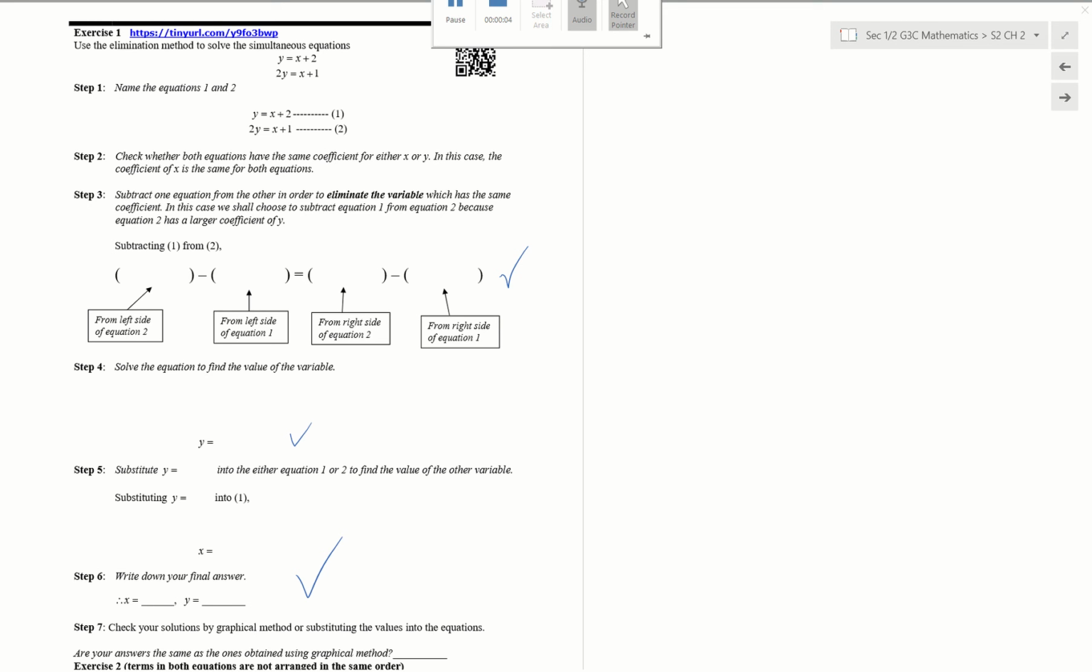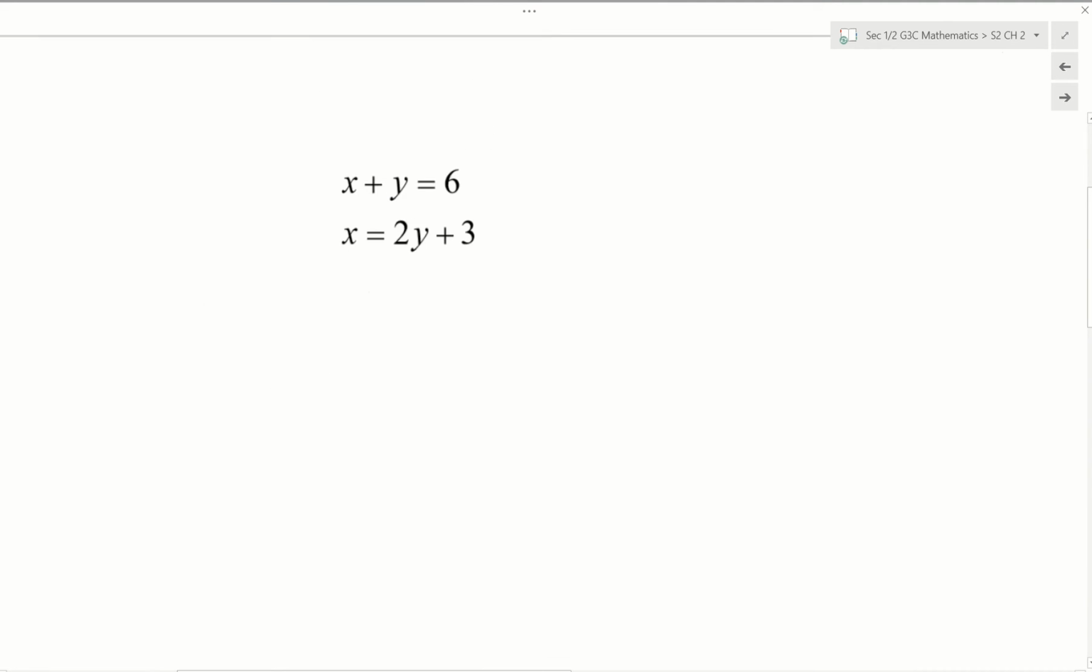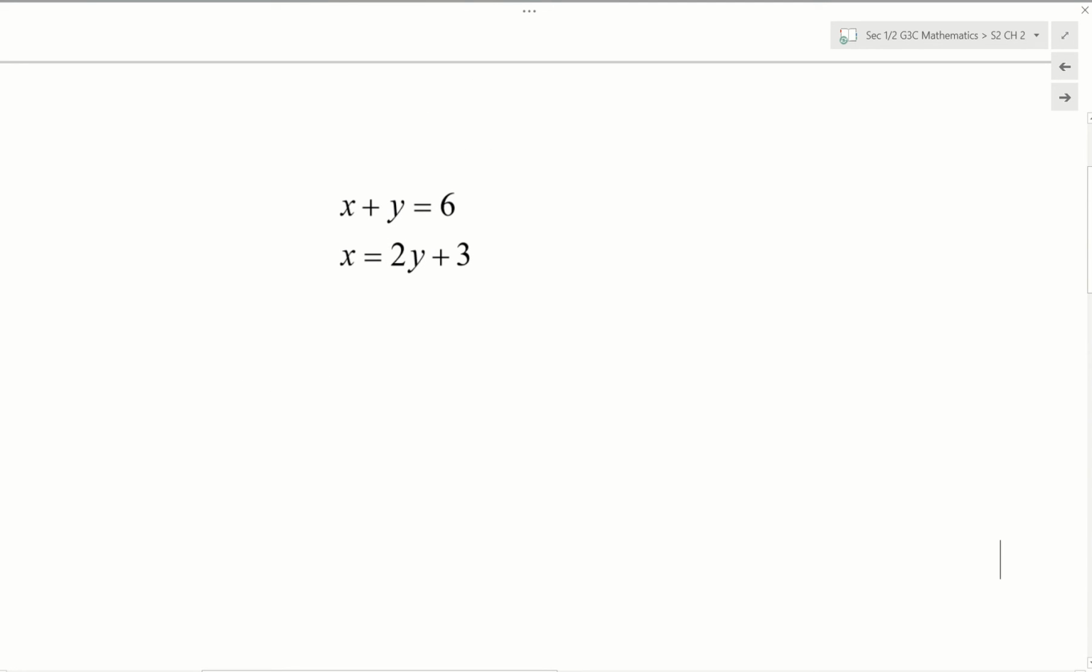Okay, so we're going to go through some of these questions using the elimination method. The previous video from this QR code, you would have already covered this page. Let's move on to the next page. We're supposed to solve this pair of simultaneous equations, similar to what we have done in substitution. We need to name them equation number 1 and equation number 2.